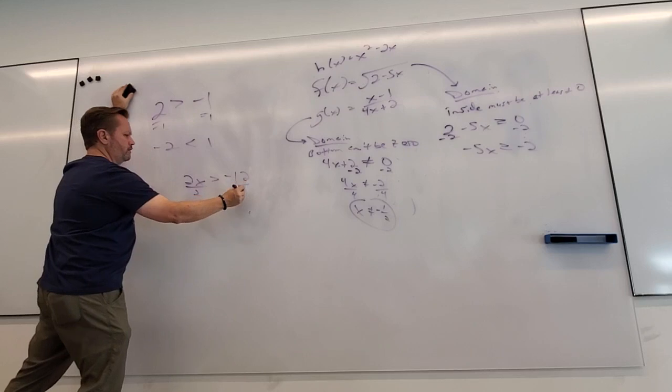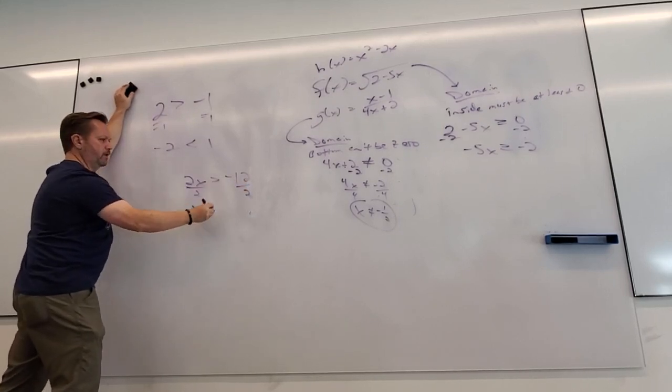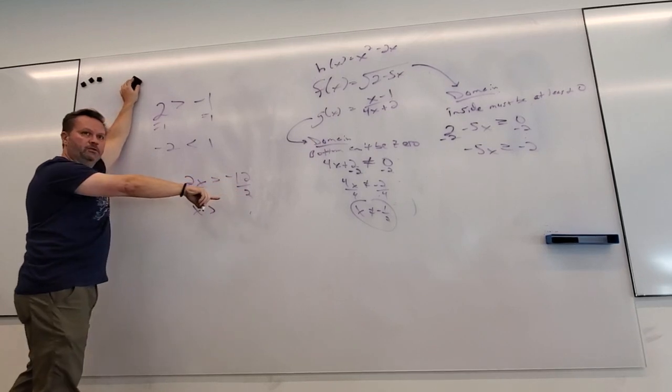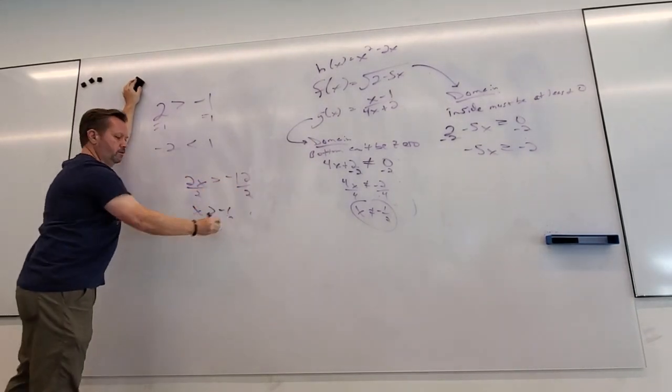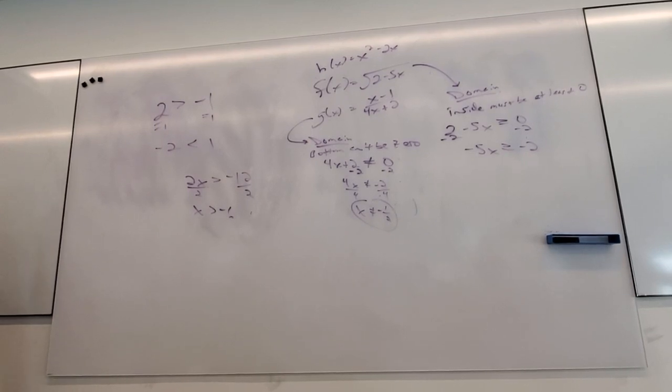What did you just divide by? 2. Positive 2, so is that going to flip? Nope. I know there's a negative, but did I divide or multiply by negative? Nope.